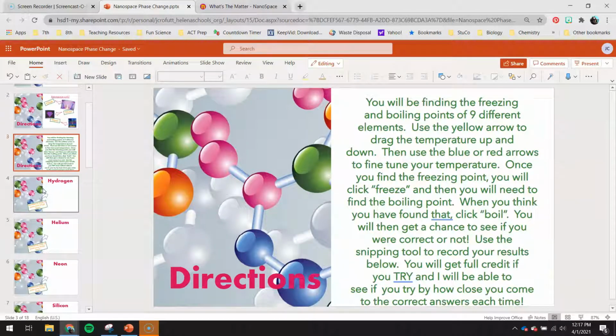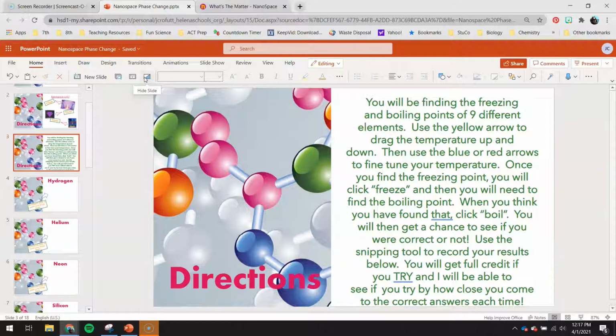We're actually going to do the first one together, so that will be done for you, and you won't have to worry about doing that. So really, you're only finding 8. Use the yellow arrow to drag the temperature up and down. Then use the blue or red arrows to fine-tune your temperature. Once you find the freezing point, you will click freeze, and then you will need to find the boiling point. Once you think you have found that, click boil, and then you will get a chance to see if you're correct or not.